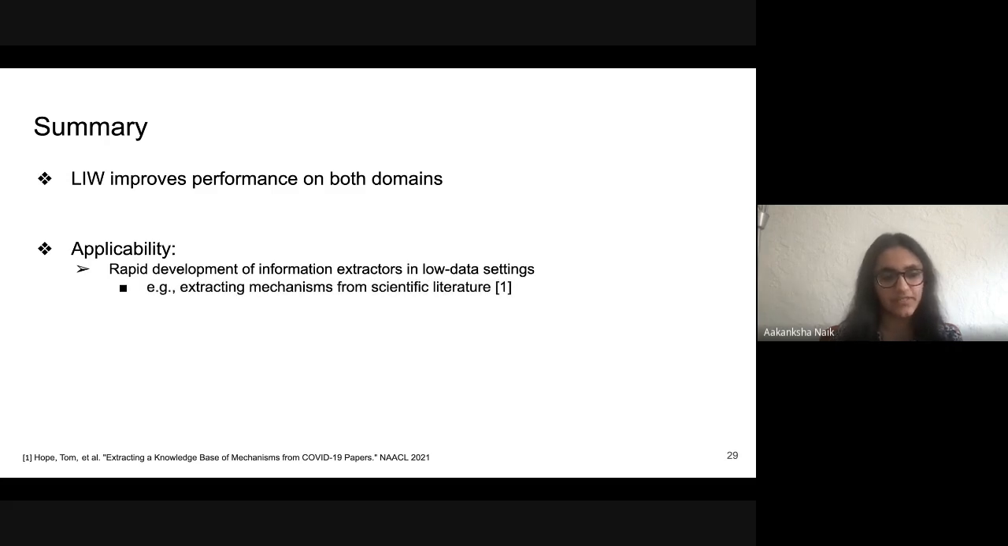One example where this might interface with recent work from Semantic Scholar is the work that was done on extracting COVID-19 mechanisms from scientific literature. And in such a setting, we can try to use these kinds of adaptation methods to make the mechanism extraction more accurate without requiring a lot of annotated data.